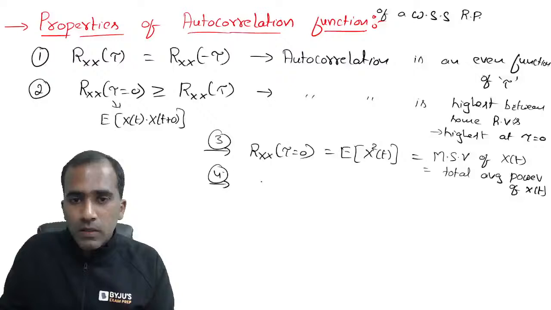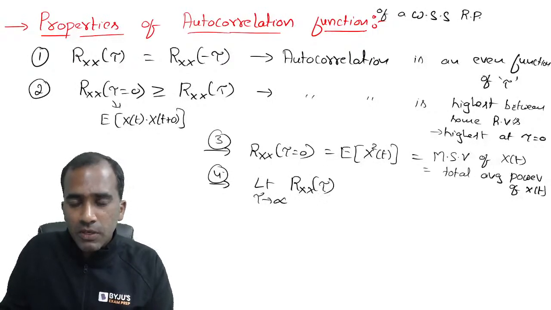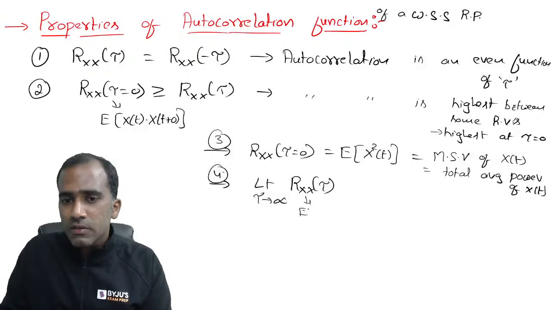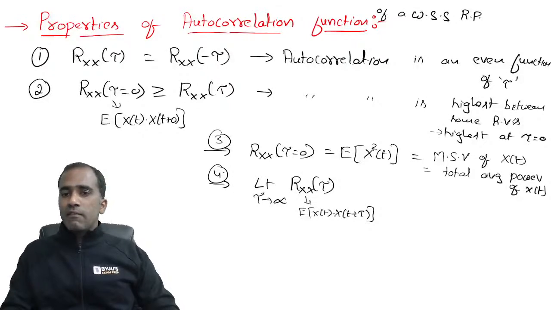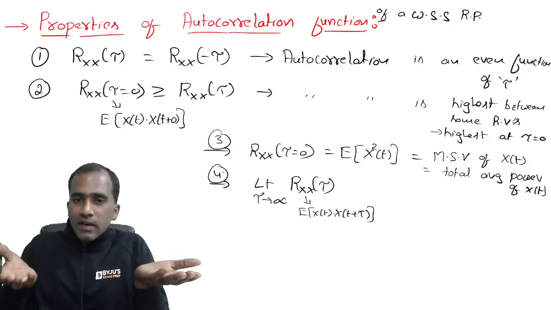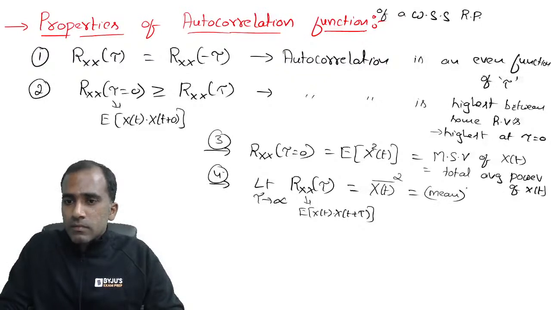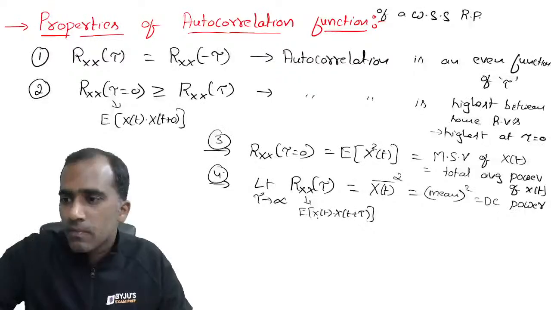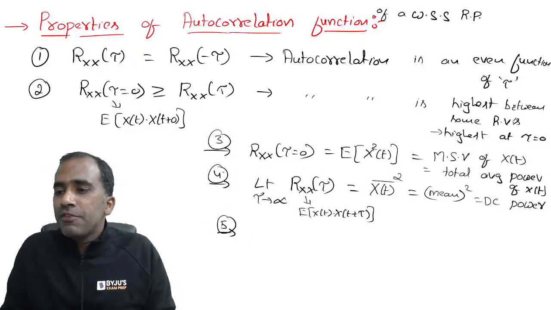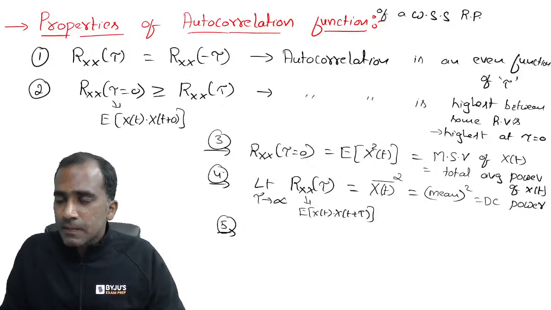Also, limit tau tends to infinity of Rxx of tau. If you observe the autocorrelation function at tau equal to infinity, what is the meaning of it? You are trying to find the expectation of x of t into x of t plus tau. You are trying to find the correlation between two random variables of the same random process, which are very far apart. You are taking one random variable at t equal to 0 seconds, and another random variable at infinite seconds. It gives the DC power. You can call it DC power if the random process that you are talking about is current or voltage.